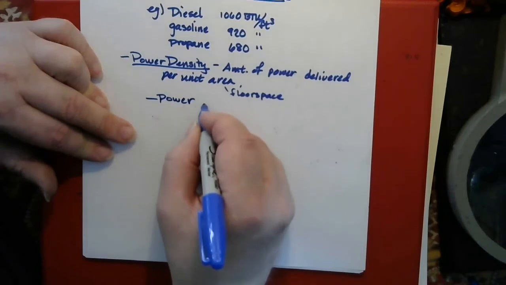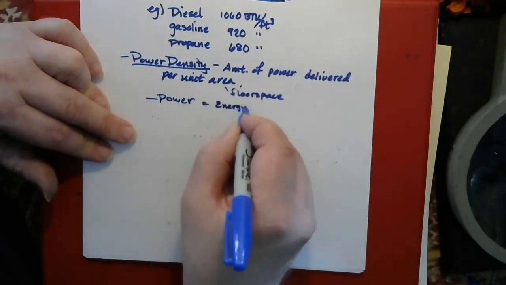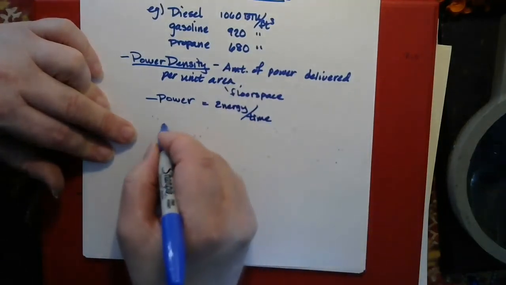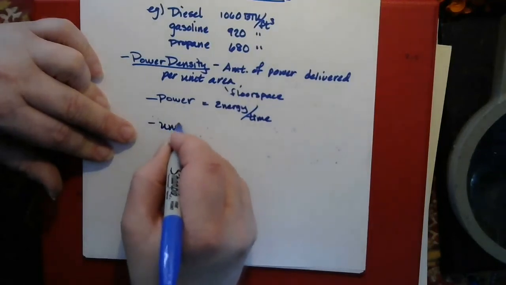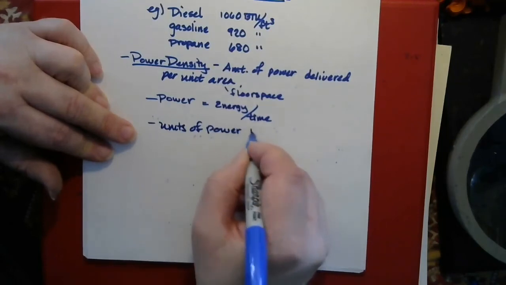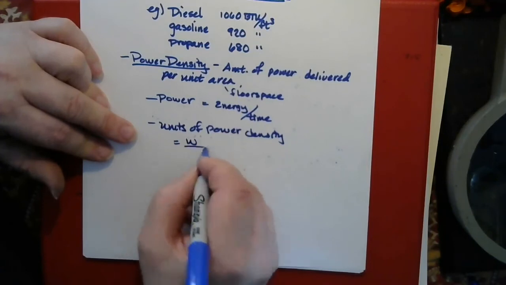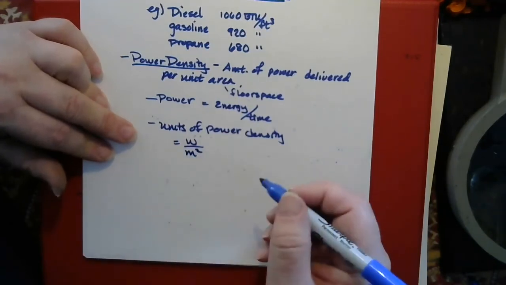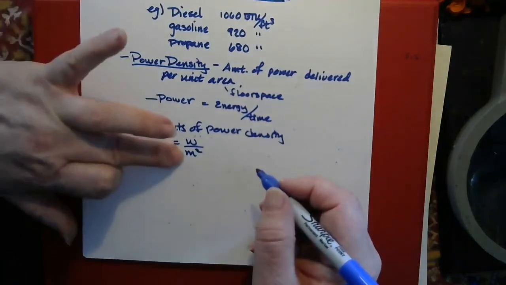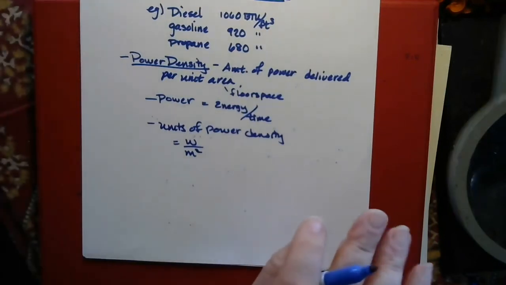Remember that power is energy or work per unit of time, and units of power density would be watts per square meter. Yeah, suddenly we're back to using metric units again. Square meters would be floor space, or basically the area of the plant grounds.